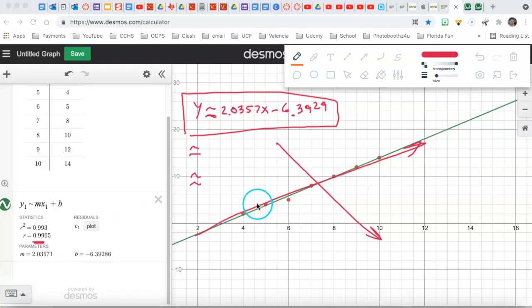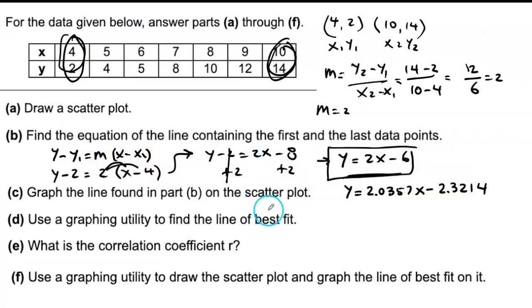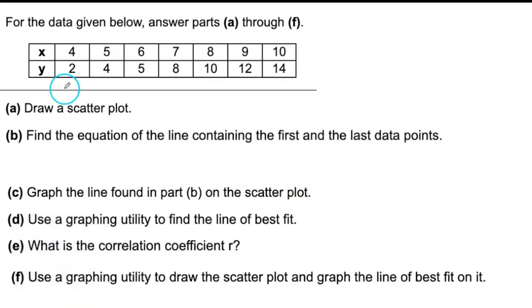Now let's go and continue the problem. Okay, we're here. Oh, I gotta erase all this. Eraser. So these are the table values that I have. This is the information. Let's read all these questions. Draw the scatter plot. I have it already. Find the equation of the line containing the first and the last data point. My first and the last.